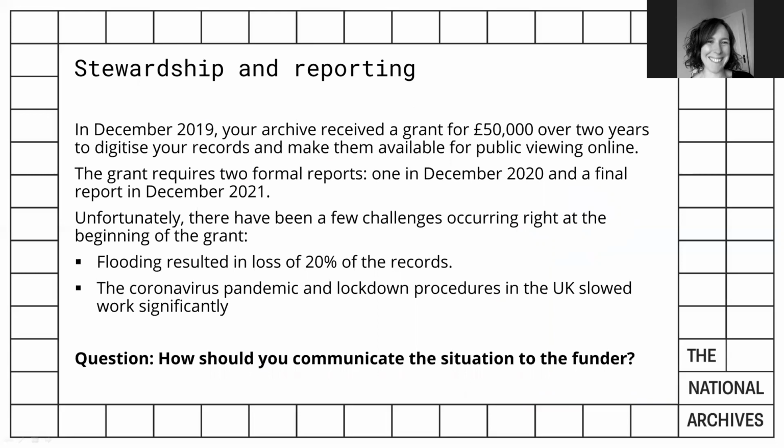Ultimately, it's a case study. In December 2019, your archive received a grant of £50,000 over 2 years to digitise your records and make them available for public viewing. There's a bit more information about the project on the handout, but ultimately you've got a report to give in December 2020 and a final report a year later. But there have been a couple of challenges. Firstly, the basement was flooded, losing 20% of the records. And secondly, the coronavirus took place and work slowed significantly. The question is, how will you communicate the situation to the funder?